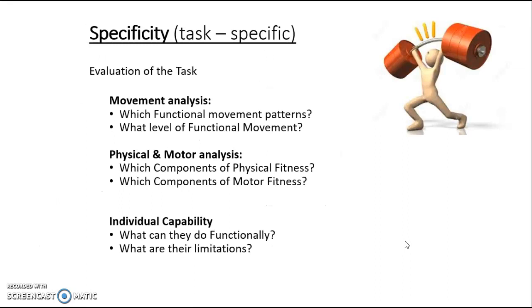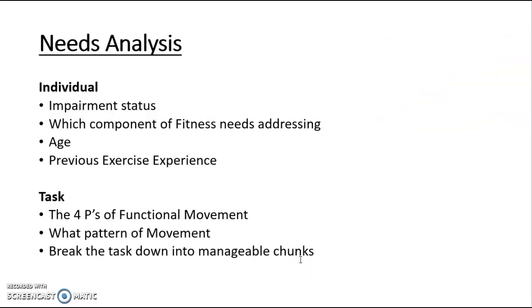So when we're talking about specificity, we've got to ask, what movement is required and what level of functional movement. So obviously we've got 3 levels of functional movement. Then which components of fitness are required, either motor or physical, and then the individual's capability. Can they perform the function? Do they have certain limitations? And for that we do the needs analysis, and that will be something you learn next semester. We do a whole session on that, and really that's about 2 things. It's the individual and the task. So what's the current impairment status of the individual? What components of fitness do they need? What's their current age?